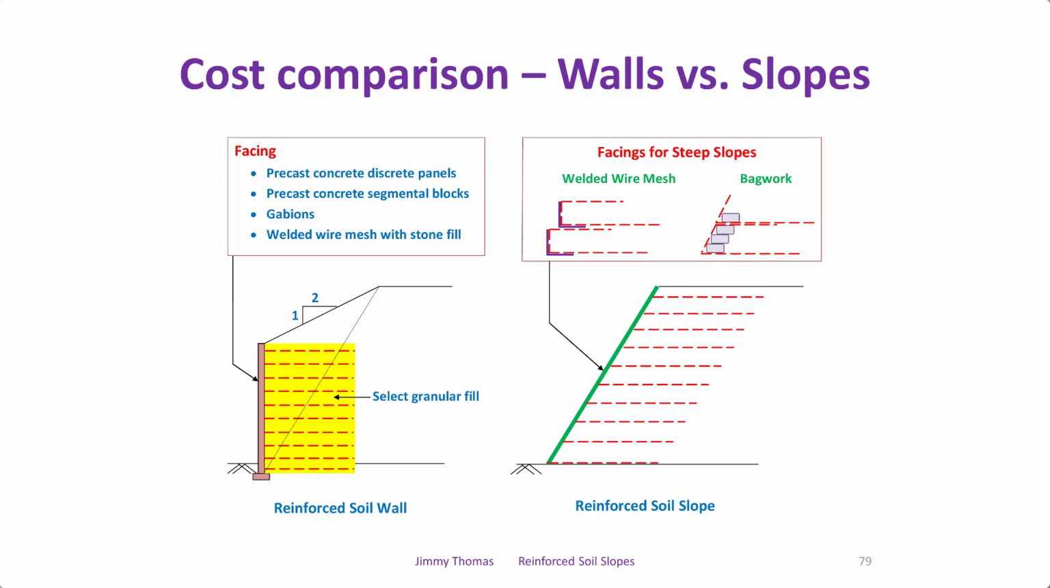So if we compare the cost, I have compared two situations. For this height, a reinforced soil wall with a back slope, or a conventional retaining wall with a back slope, versus this steep slope. Normally you'll find this will be a much more economical solution.